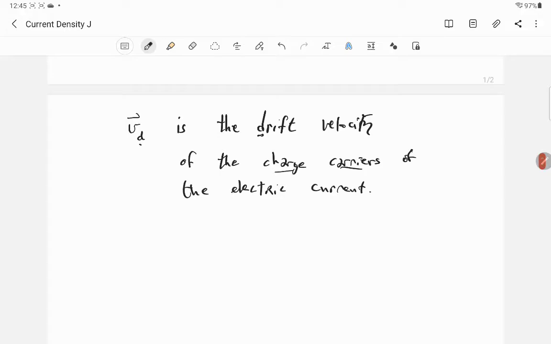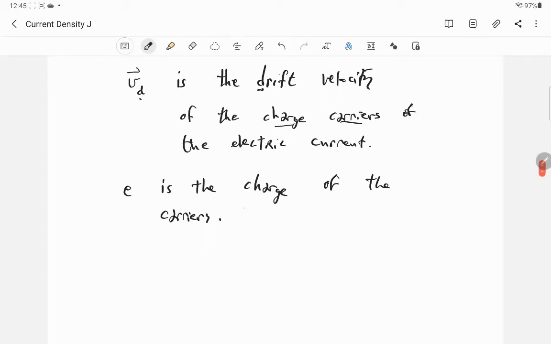E is the charge of the charge carriers, right? So typical electric current, the charge carrier is actually electrons, right?